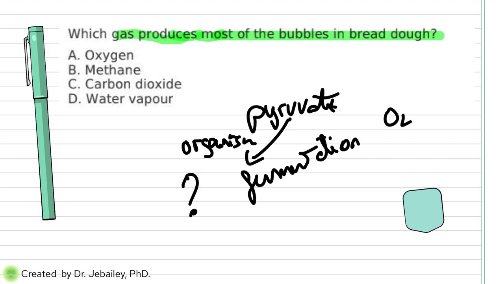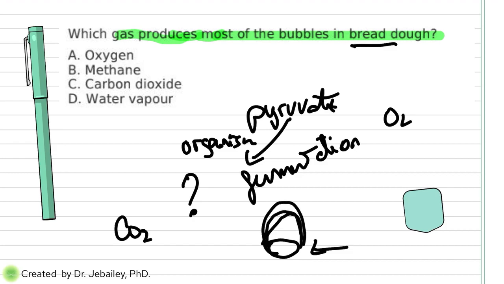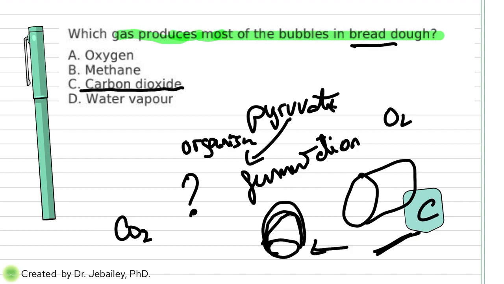Now, in that fermentation, when it comes to bread, for instance, what is actually going to be produced is CO2, because the bread usually is flat like this, but then as the yeast is breaking down the sugars, it's causing it to rise. So then the bread looks this thick instead of just being a flat thing. So the right answer here is C, carbon dioxide.